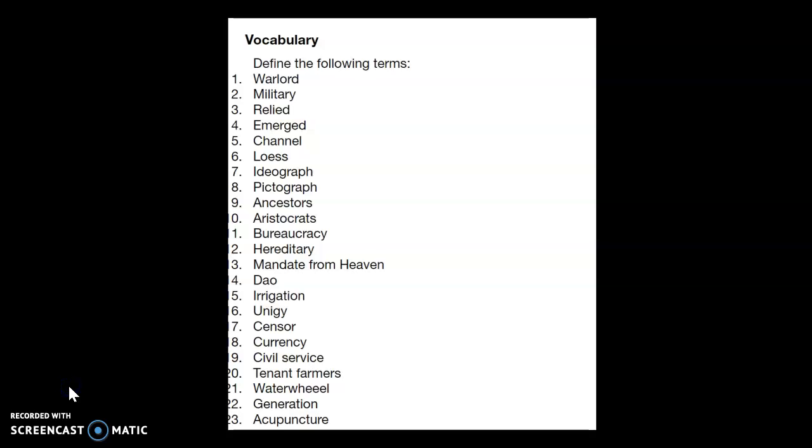You need all of these vocabulary words defined. All of these should be defined. And there are 24 words. The 24th word that got cut off is network.